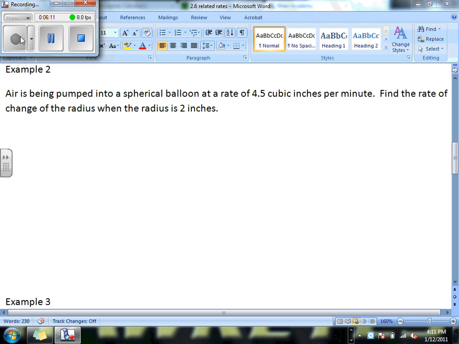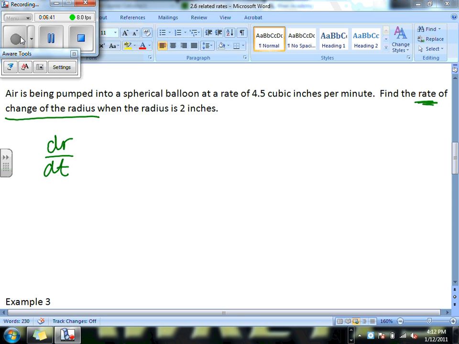All right, our next example is we're looking at air being pumped into a balloon, a spherical balloon, at a rate of 4.5 cubic inches per minute. Find the rate of change of the radius when the radius is 2 inches. Again, we need to decipher what they're asking us to find. Here again, there's that rate word, the rate of change of the radius. So we better find dr with respect to time, dr/dt. We're looking for dr/dt.